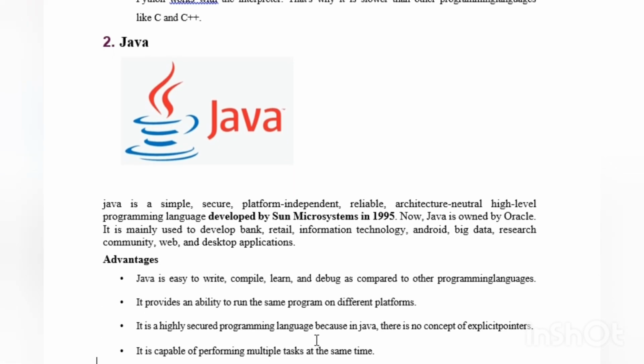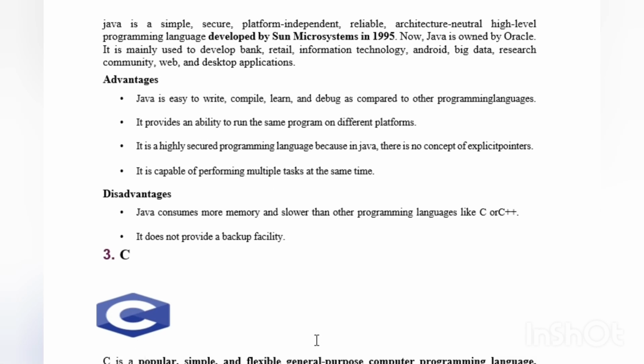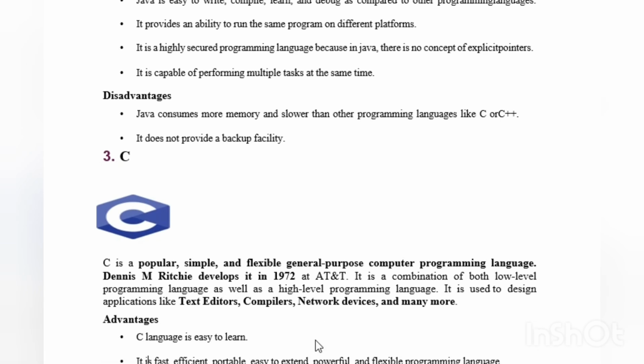Next is Java. Java is a simple and secure, platform independent, reliable, architectural neutral, high level programming language. It is easy to read, write, compile, learn, and debug as compared to other programming languages. It provides the ability to run the same programs on different platforms. It is capable of performing multiple tasks at the same time. Java consumes more memory and is slower than other programming languages like C or C++. It does not provide any backup facility.